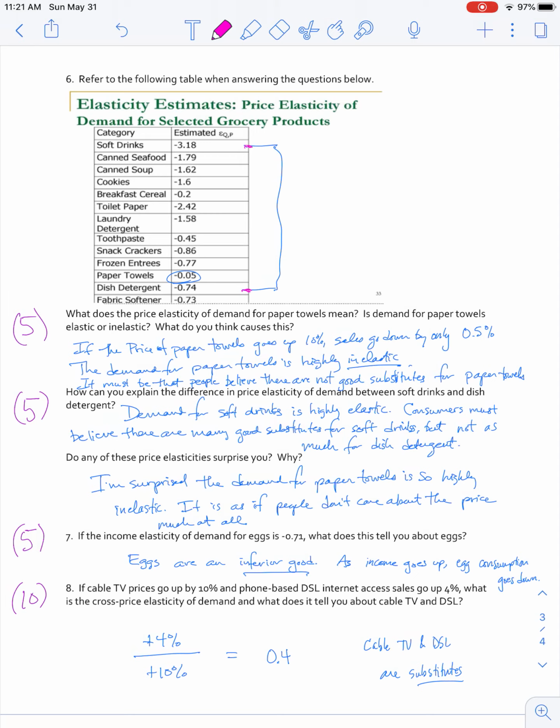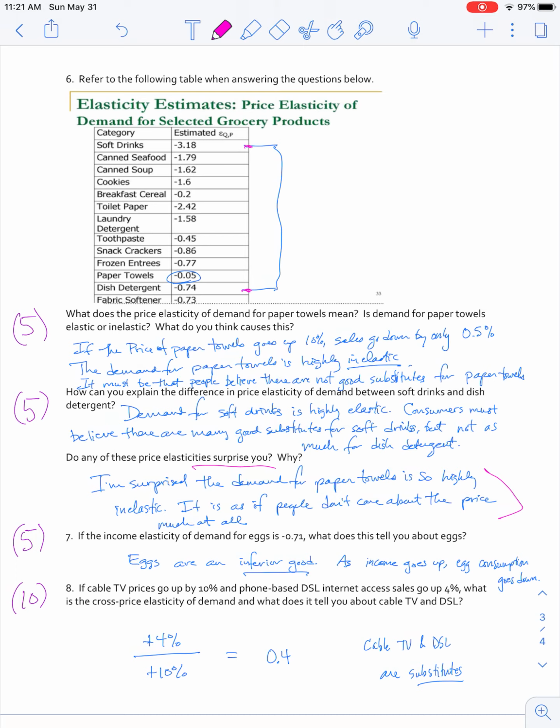But in terms of the surprise question, does anything surprise you? That's just to get you thinking about it. Dish detergent and soft drinks, that doesn't surprise me. But paper towels and toilet paper, that does. But that's just me. You could have looked at anything on here and thought about it and put something down.